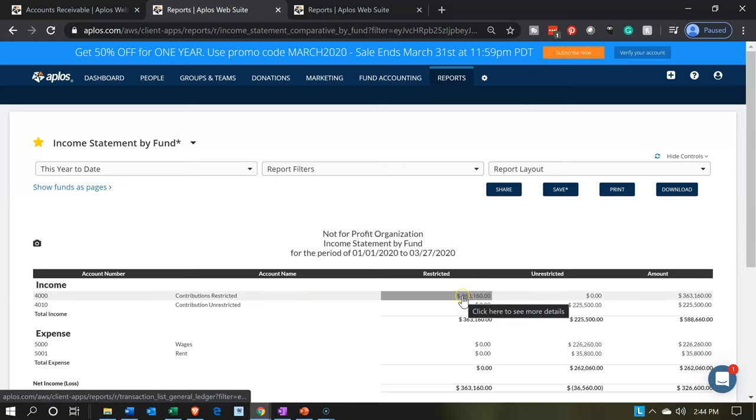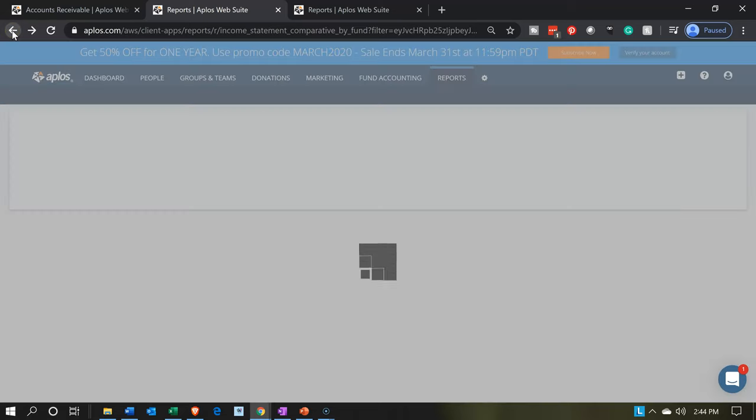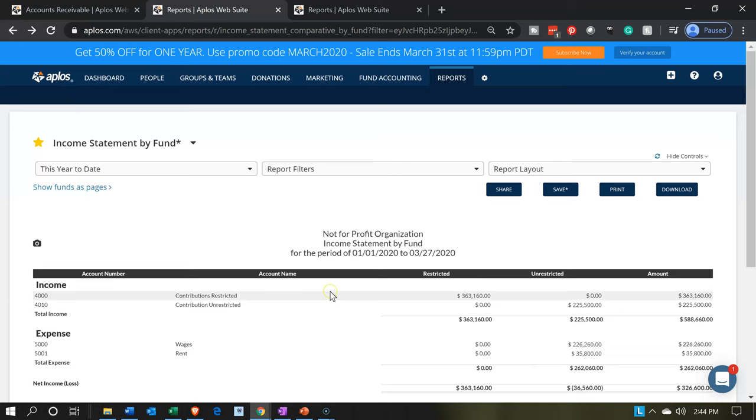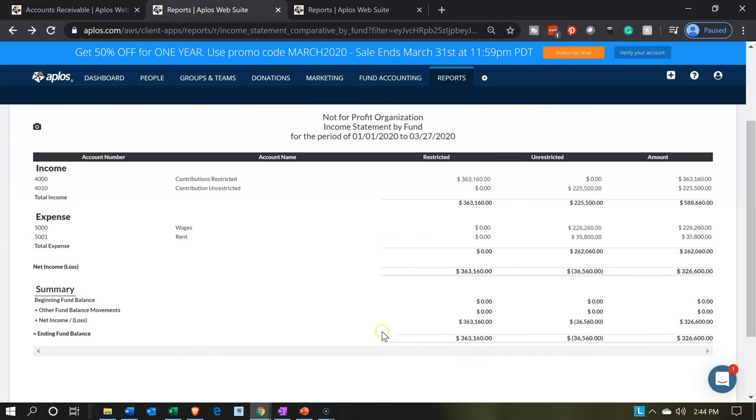If you were to go into this restricted item here, then once again, you could get your detail. Notice that we have multiple items that are now restricted, and there's multiple different restrictions to them. Therefore, we need to be running our report. I'm going to go back. We need to run our report because the next question we can imagine being asked, if we were to give this to someone, is they say, okay, you've got the 363,160 in the restricted items. Well, what does that mean? What kind of restrictions are we talking about here?